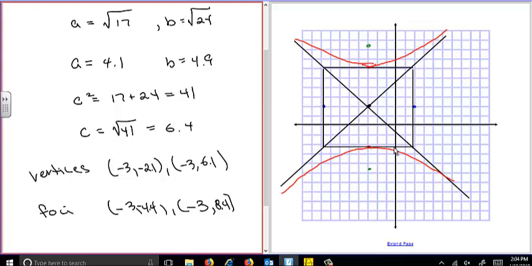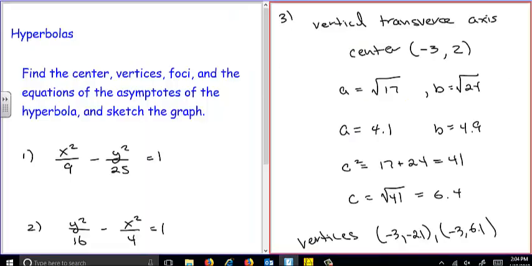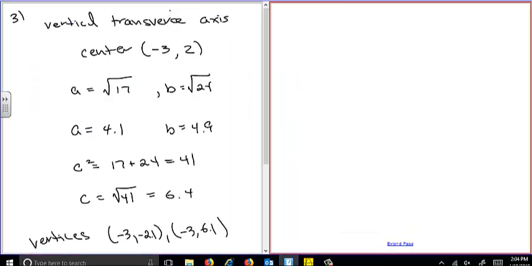And is that it? I've already sketched it. Equations for the asymptote. Okay, yeah, forgot about those. And this one's a little more difficult. Probably the equation is the best way to go. So we have a vertical transverse axis, so we look for the equation we need to use.